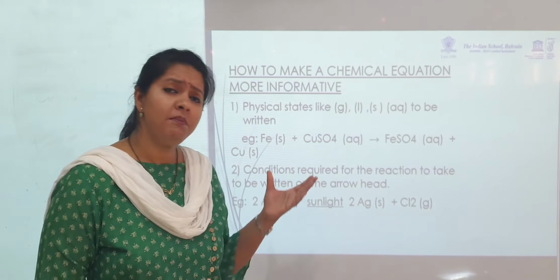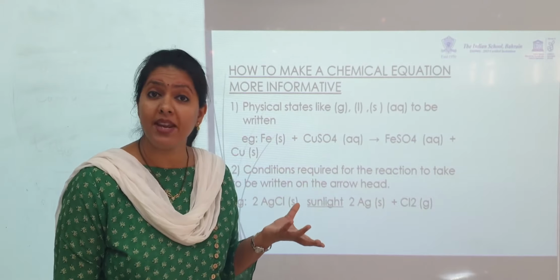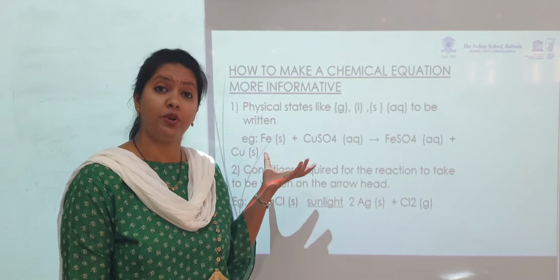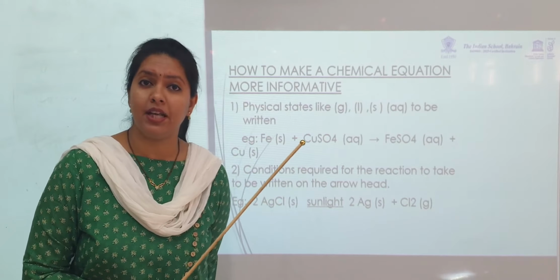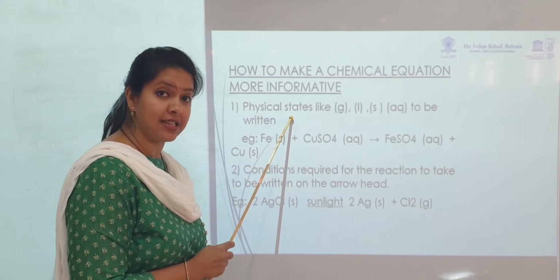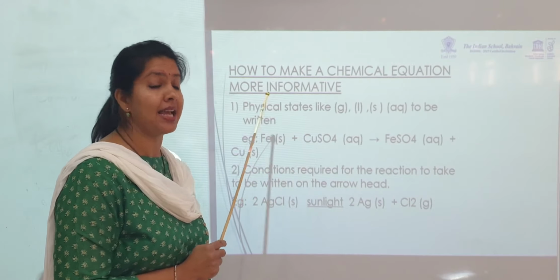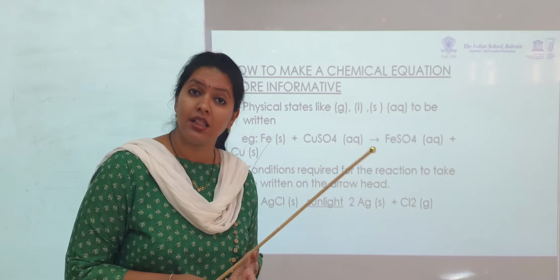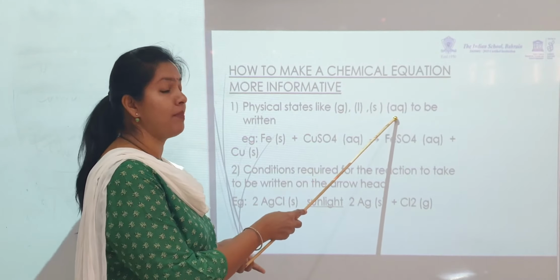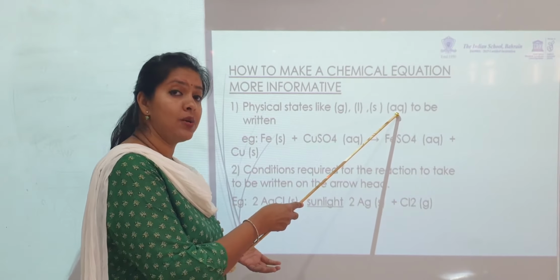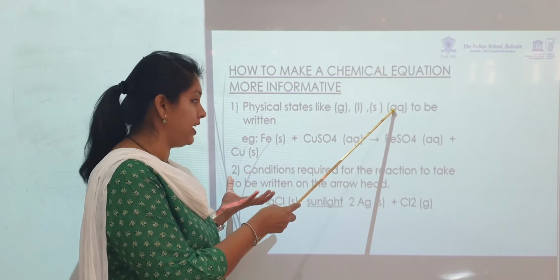Okay, what makes a chemical equation more informative? There are some factors which contribute towards it. The first one being, when you write a balanced chemical equation mentioning the physical states. When I say physical states, I mean over here the gaseous state, the liquid state, solid state and an aqueous state. AQ represents the aqueous state. Aqueous in the sense you are preparing it in water medium.